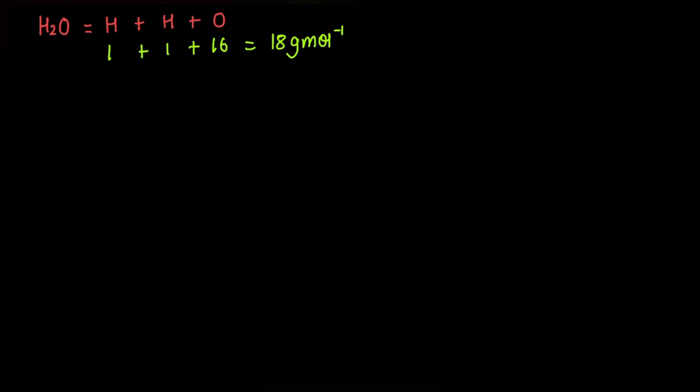Let's try some other examples too. Let's calculate it for CO2. We have carbon plus oxygen plus oxygen. The molar mass of carbon is 12. For oxygen it is 16, again 16. It will be 16 plus 16, 32, plus 12. It will be 44 grams per mole.